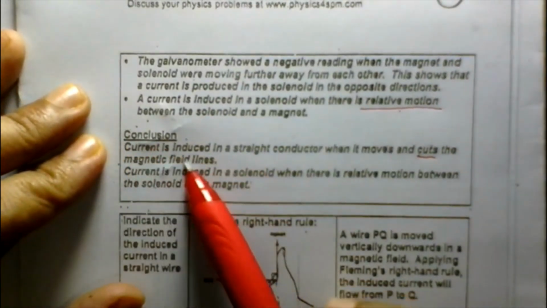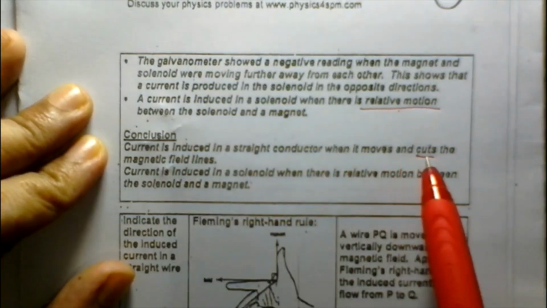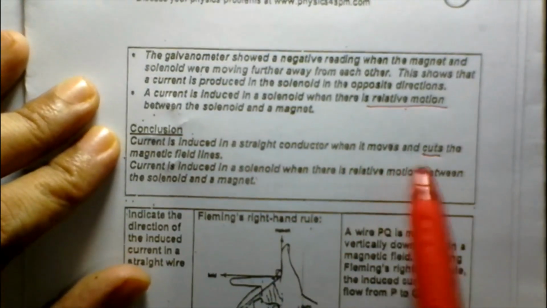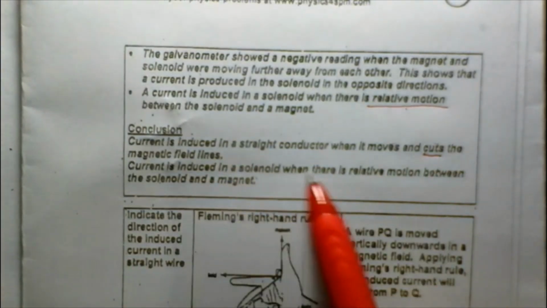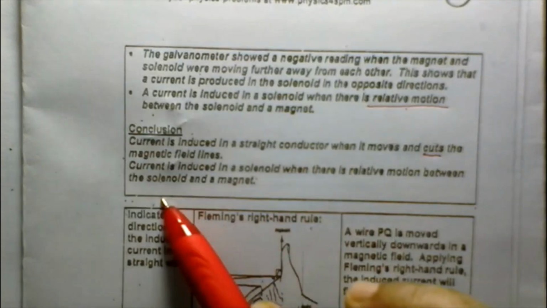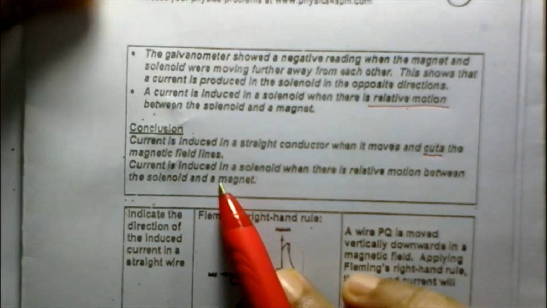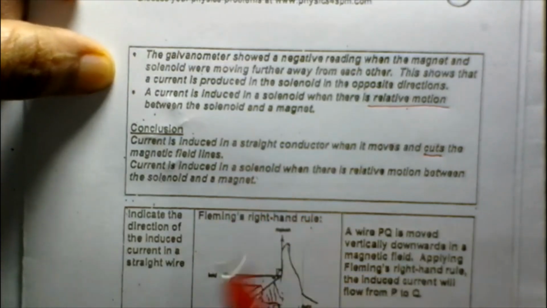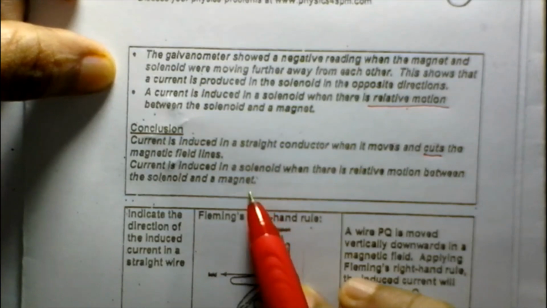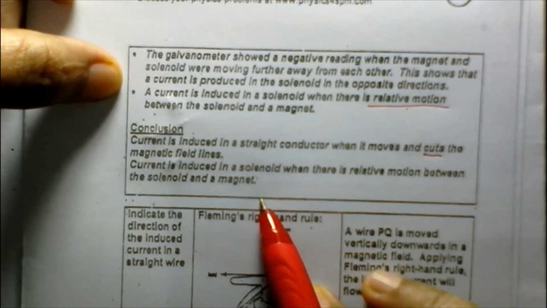Okay, so the conclusion is current is induced in the straight conductor when it moves and cuts the magnetic field lines. Current is induced in a solenoid when there is relative motion between the solenoid and magnet. So I hope you can get the idea about electromagnetic induction. You must know that there must be relative motion in order to produce a change in magnetic field. When there is a change in magnetic field, it will produce induced current.